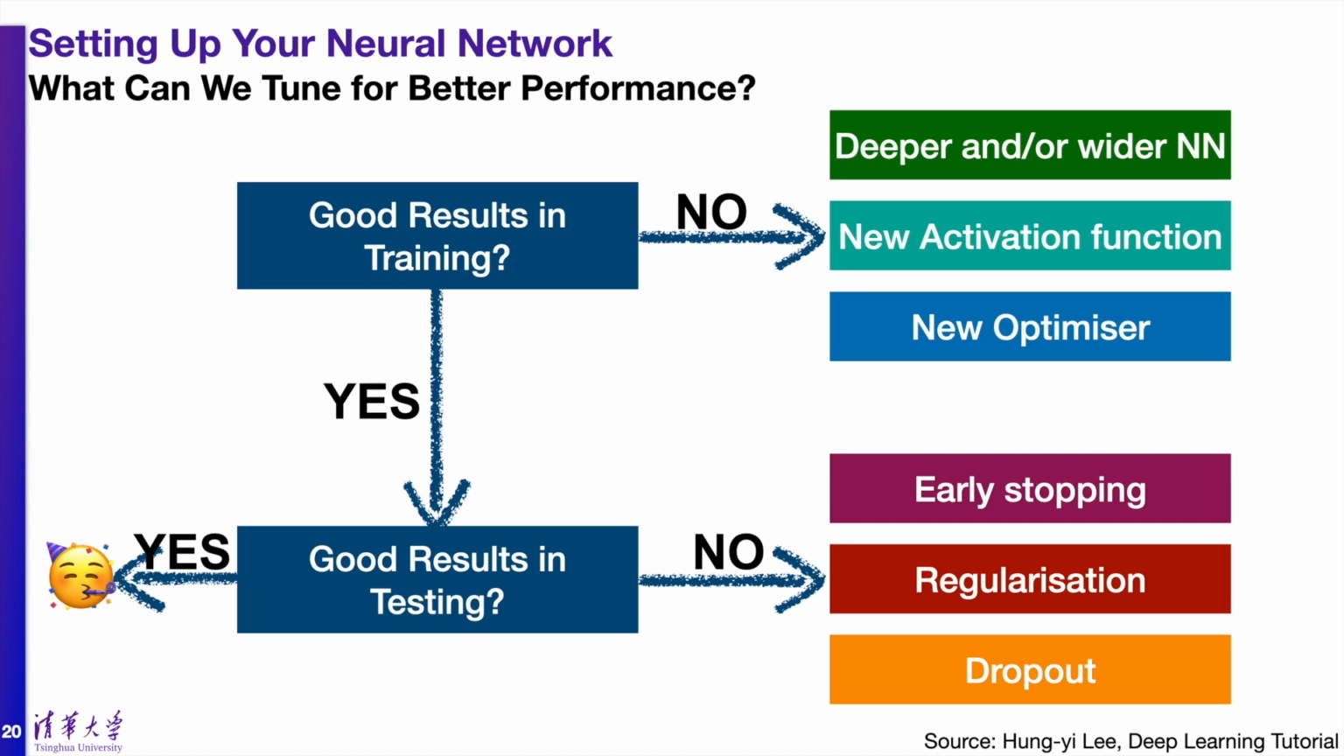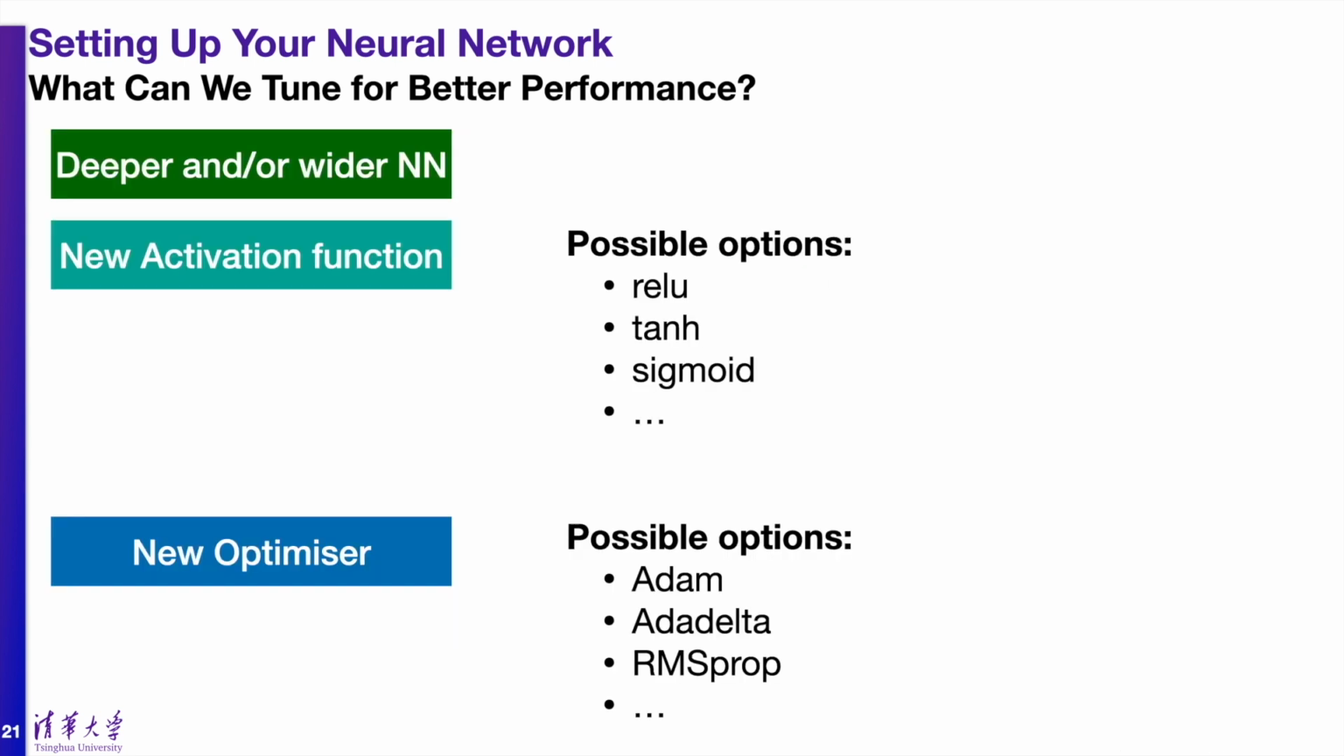First, if you find the predicted parameter values do not fit well with the real values, then you may need to consider adding more layers or more neurons in each layer of the neural network. At the same time, you can also consider different activation functions or optimizer options.